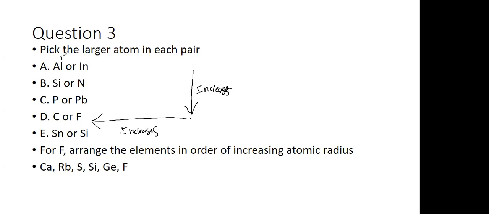Aluminum is 13, indium is 49, silicon is 14, and so on. I'm writing down the atomic numbers for these elements so you can find them faster on your periodic table. Phosphorus is 15, lead is 82, carbon is 6, fluorine is 9, tin is 50, silicon is 14. So which atom is larger out of every pair?